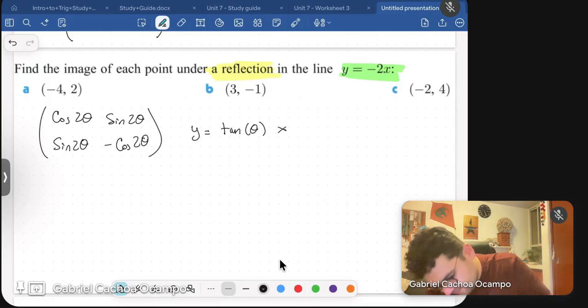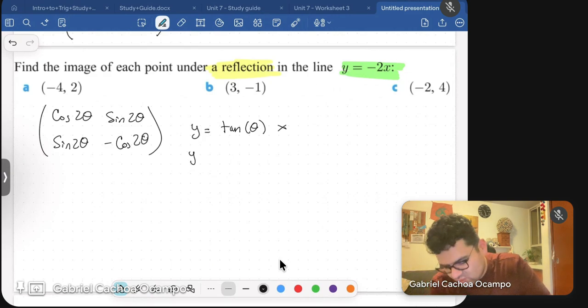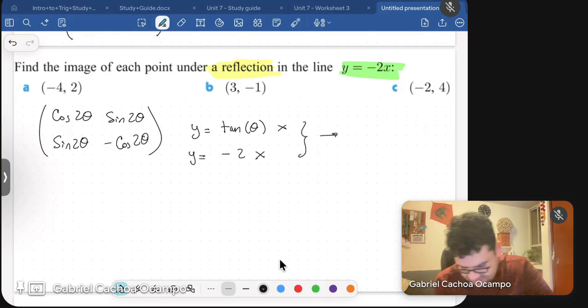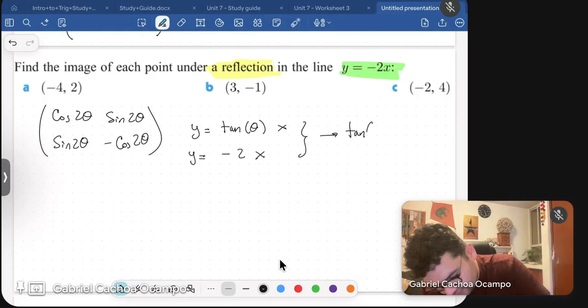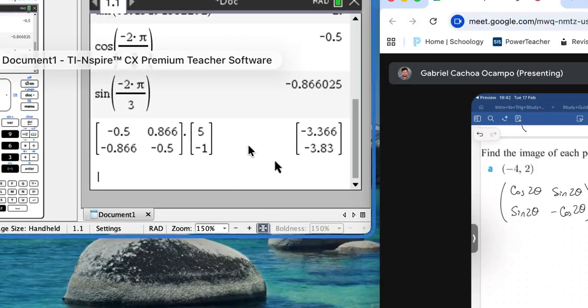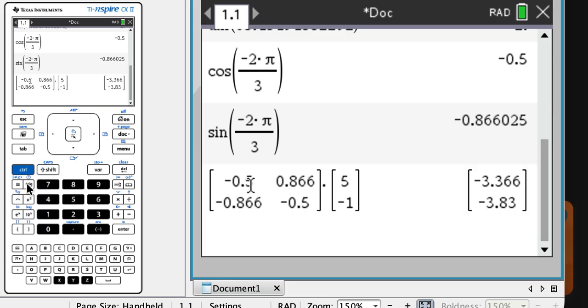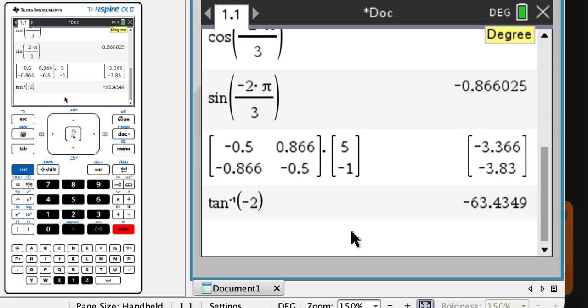So I want to find what theta is. If I know that the line is tangent of theta x and this line is negative 2x, from here I can write the equation tangent of theta equals negative 2. I go to my calculator, to trig, inverse tangent of negative 2. I want my answer in degrees, because I prefer degrees over radians. So theta is the angle negative 63.4349.